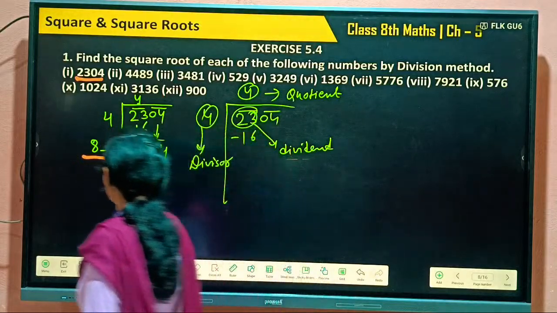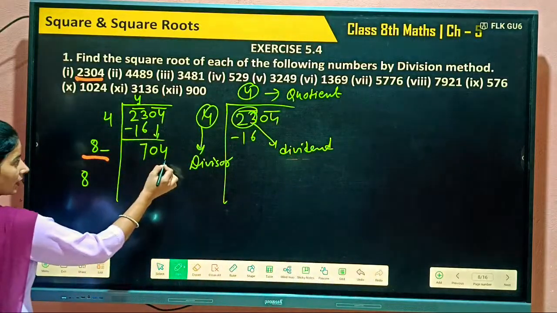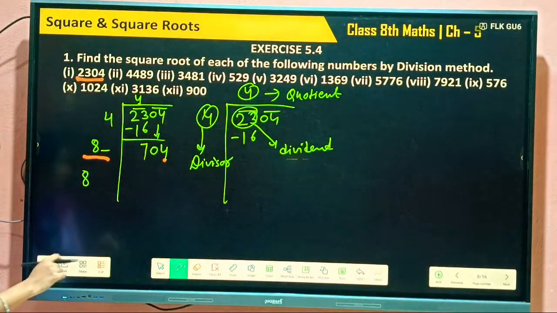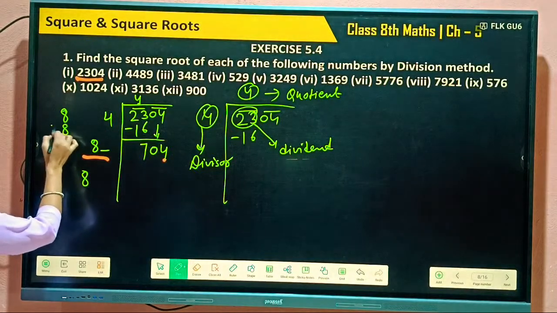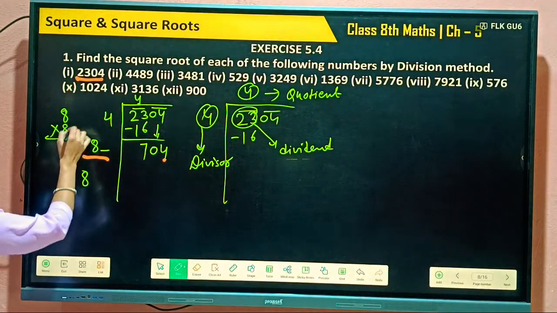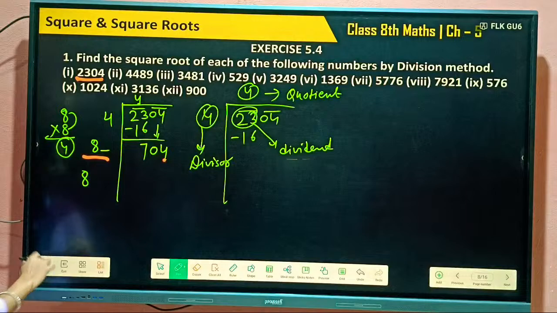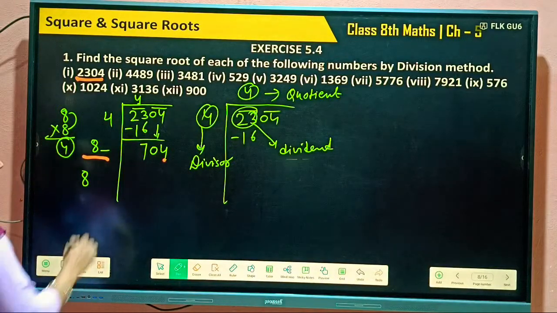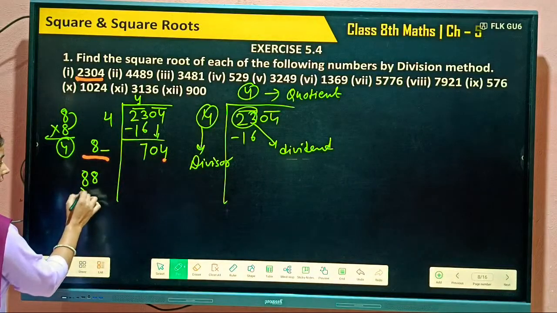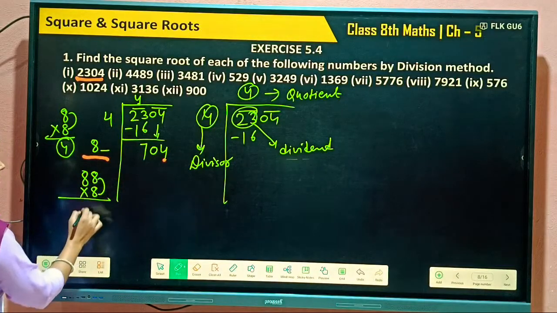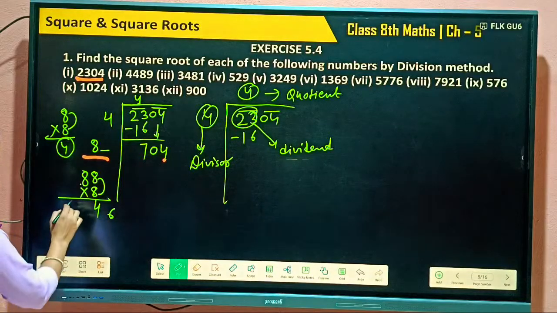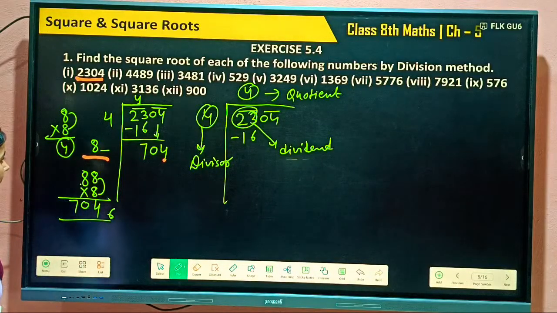So start thinking. It is 8. The last digit is 4, so think about such a number whose square will contain 4 as its unit digit. 8 8s are 64. So I want to write 8 there and now check its multiplication. 8 8s are 64, then 6 8s are 48 and 6 is 54, and 6 is 70.